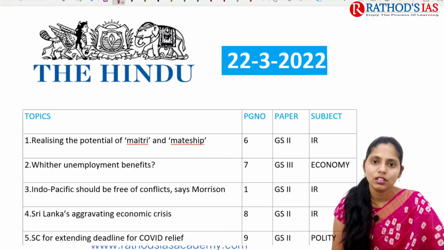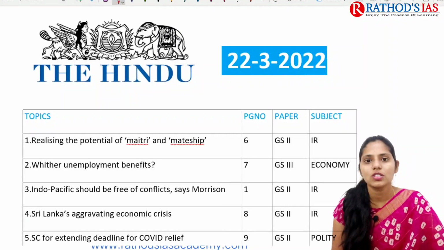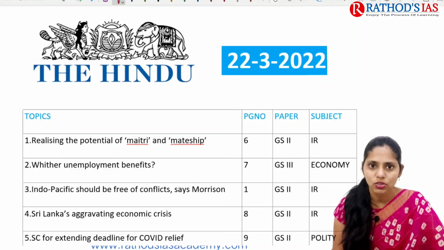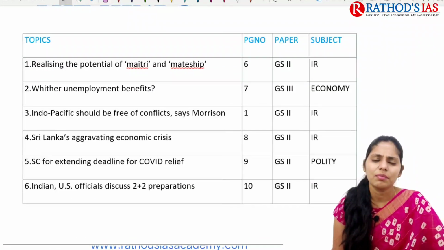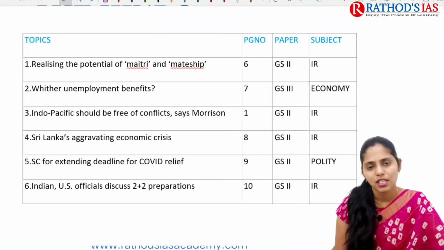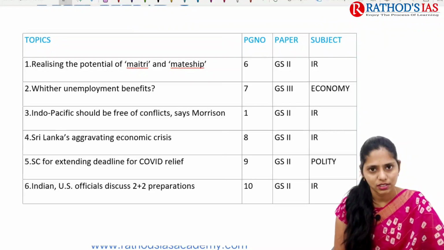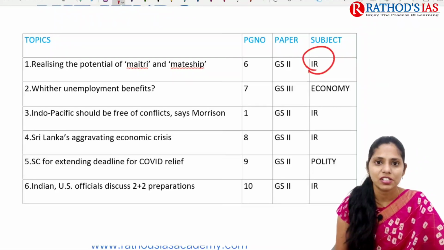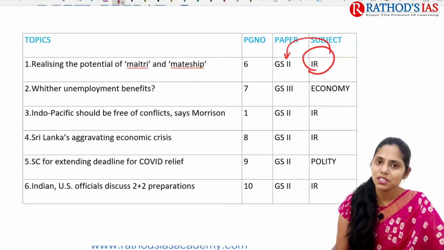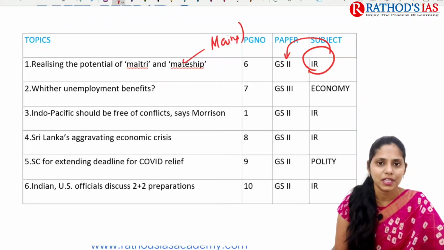Today in this lecture, we are going to discuss current affairs of 22nd March 2022. So let's get started with our discussion and let us have a brief introduction regarding the topics. Now we are going to have our discussion. So first topic is regarding the India-Australia relationship. This article is important from your international relations, which mainly comes in GS paper 2. And this topic will be important from your mains.